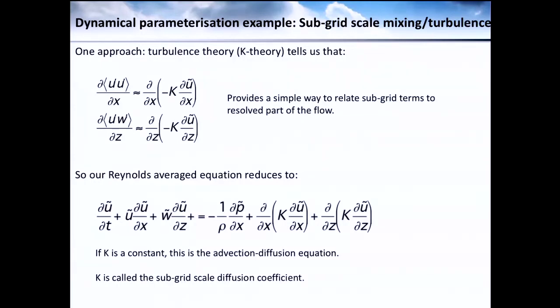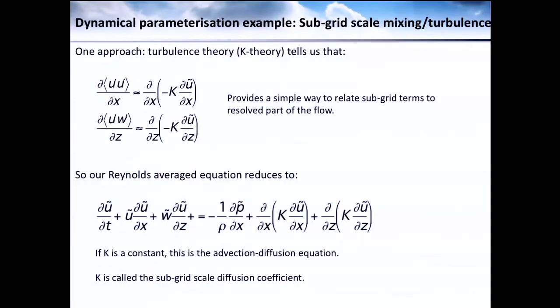All boundary layer parameterizations use this approximation. Most turbulence parameterizations use this approximation. And so now we see that there's a way to relate the subgrid terms to the resolved scale flow. So we can change our Reynolds averaging equation, which had these subgrid terms on the right-hand side, replace those subgrid terms with resolved terms. And so now we have a closed system again.